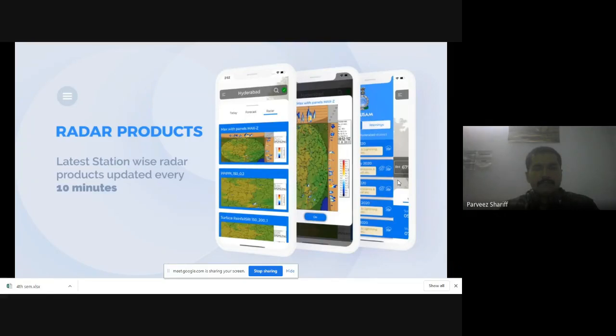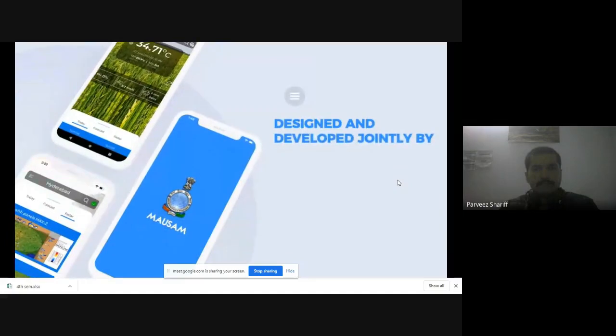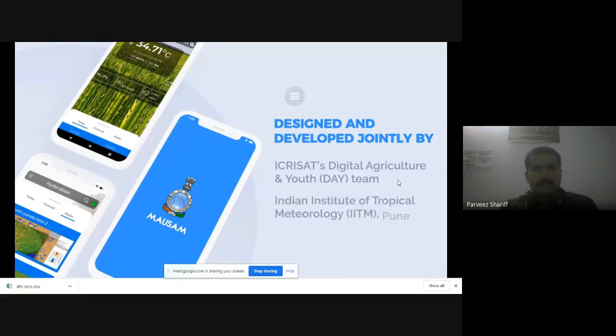The MOSA mobile app will be an important tool for dissemination of weather information and warnings in an attractive and user-friendly manner, which will meet the requirements of the public. The mobile app has been designed and developed jointly by ICRISAT's Digital Agriculture and Youth Team, Indian Institute of Tropical Meteorology, Pune, and the India Meteorological Department.